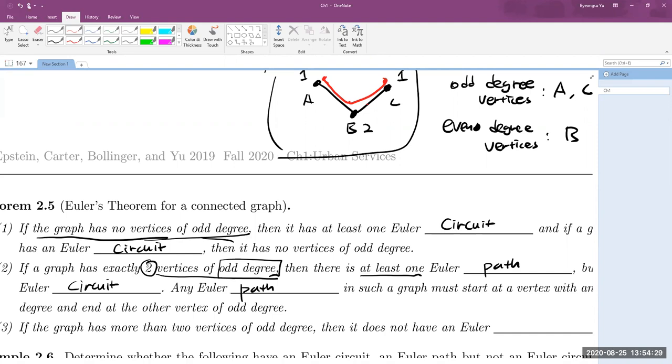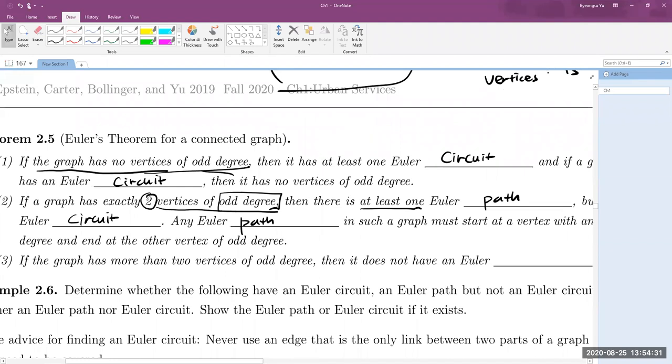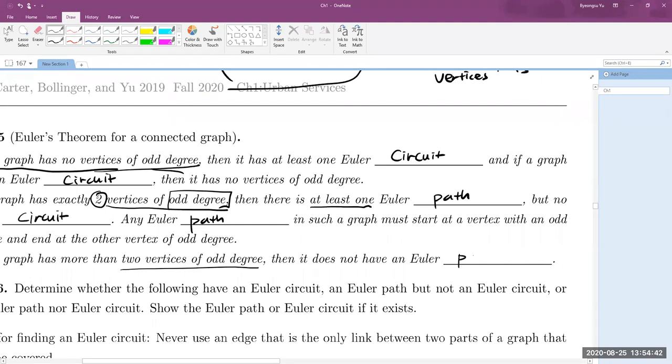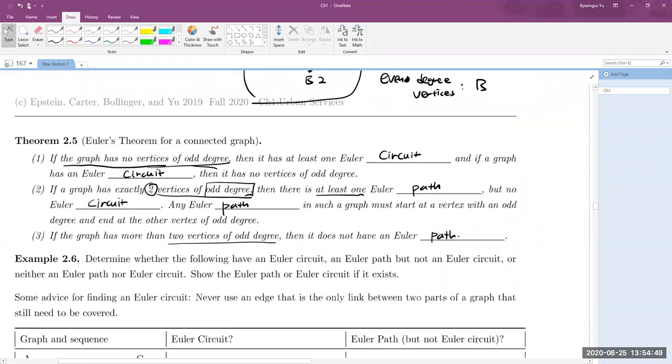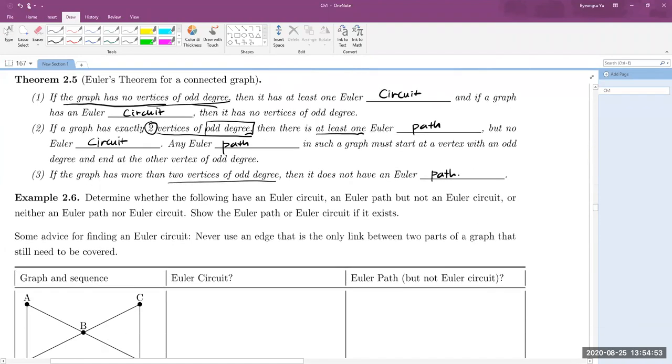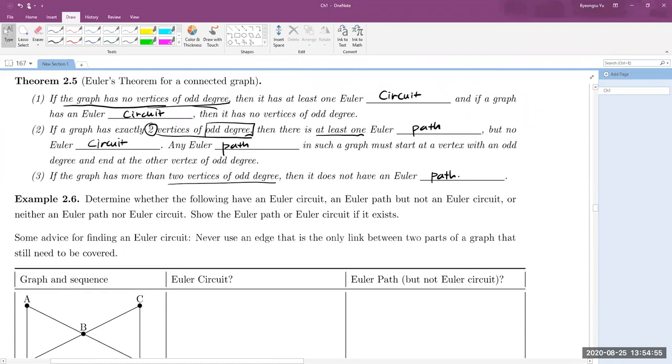Okay. And the next result is that if the graph has more than two vertices of odd degree, or it has one vertex of odd degree, then it does not have an Euler path. So therefore, it does not have an Euler circuit, right? So that's Euler's foundation. So let's check with this kind of result.